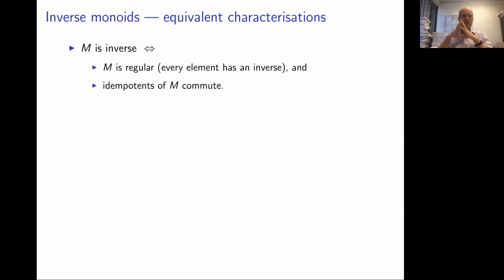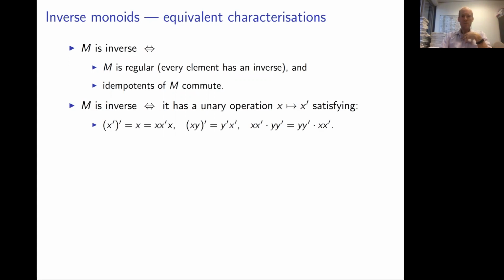And it turns out M is inverse if and only if it's regular, meaning every element has at least one inverse, and the idempotents commute. So somehow the commutativity of idempotents implies uniqueness of inverses, and this is a really non-trivial characterization. Another way to describe inverse monoids is equationally. So we have a unary operation sending an element to its inverse. You can check that it satisfies these laws. Again, this is not trivial. And conversely, any semigroup with a unary operation satisfying these laws turns out to be inverse.